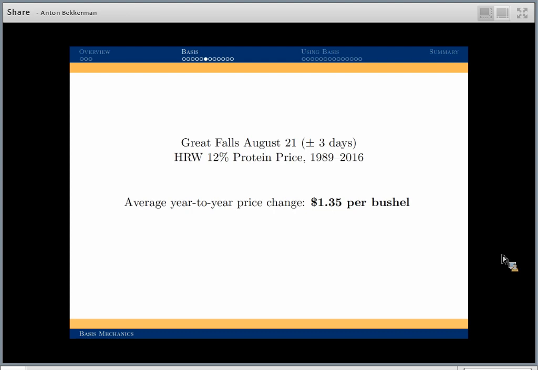Okay, so price can be either higher by $1.35 or lower by $1.35 than it was last year. That's on average, right? Some years it was much more than $1.35. Some years price went up by more than $1.35. Some years price went down by more than $1.35. But on average, that's $1.35 per bushel of risk that you're exposed to if you're using prices to predict future years' prices. Okay, that's a lot.